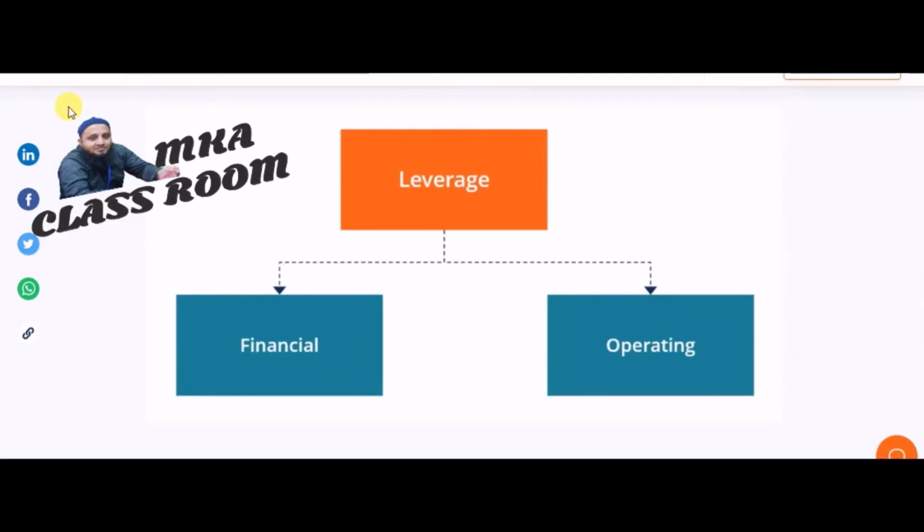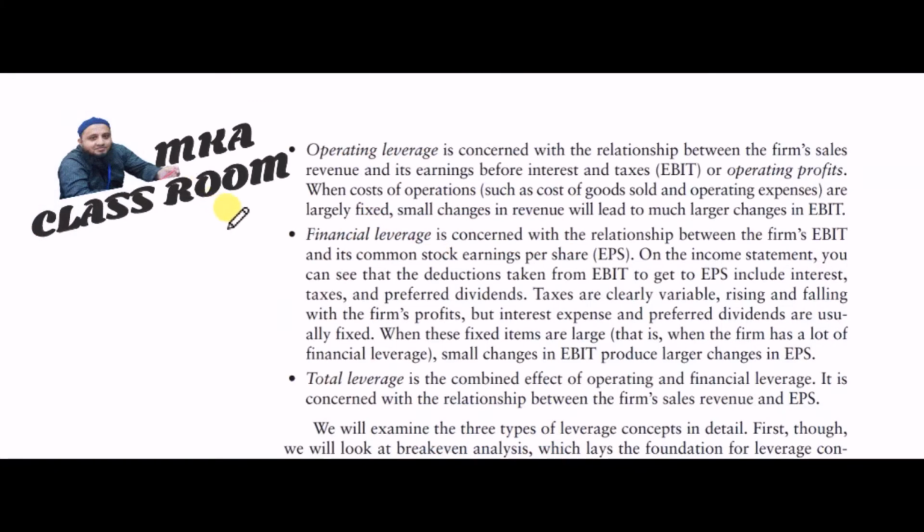Operating leverage is concerned with the relationship between the firm's sales revenue and its earnings before interest and taxes, EBIT, or operating profit. When operating costs such as cost of goods sold and operating expenses are largely fixed, small changes in revenue will lead to much larger changes in EBIT.